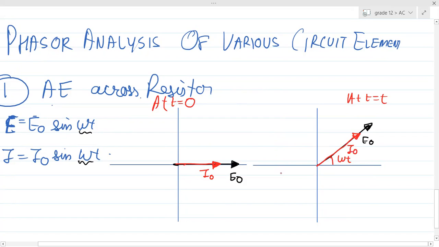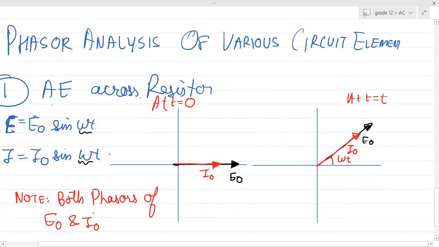Is this clear? Please remember, in the case of across the resistors, both the phasors of E naught and I naught, where I naught is basically the current, right? And always we represent with the help of peak value. It's not necessary to use the peak value. We can write RMS as well, but we'll do that later on. So both phasors of E naught and I naught rotate in the same phase.